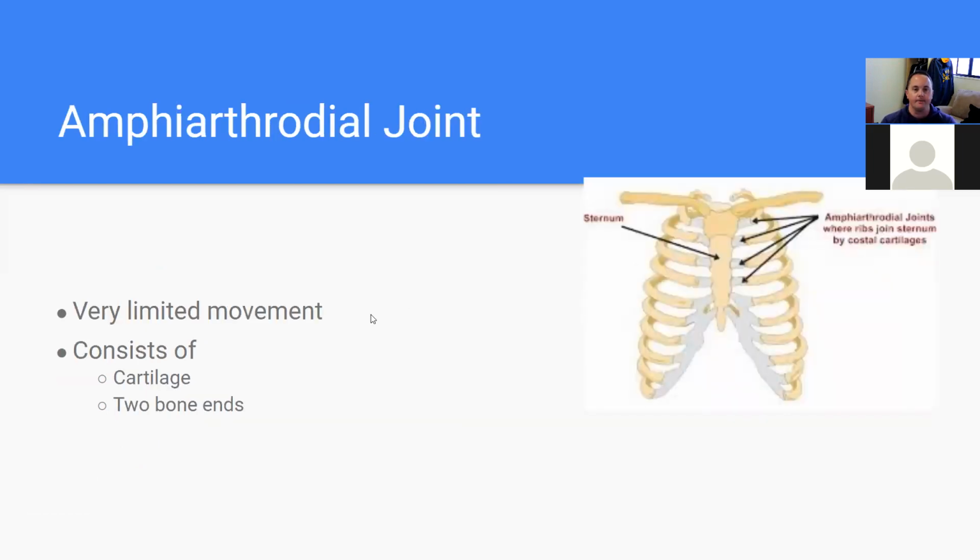Now, amphiarthrodial, okay? Diarthrodial allows a lot of movement. Hold on one second.